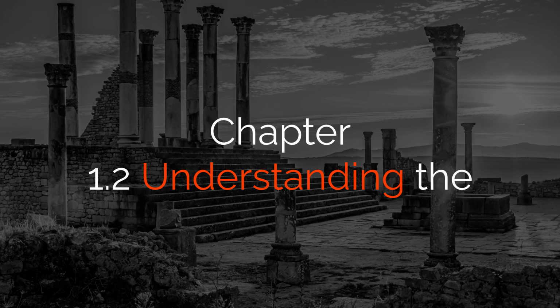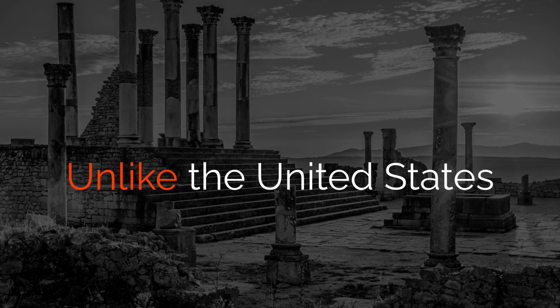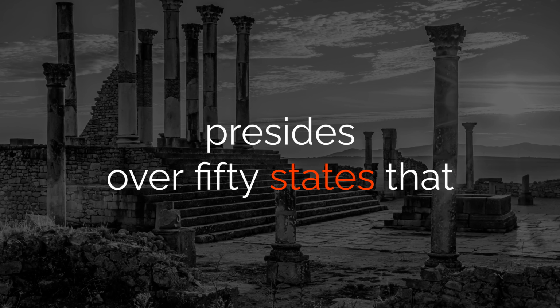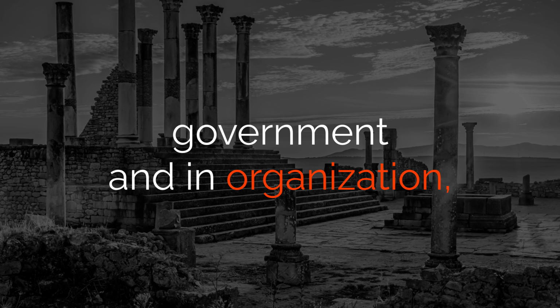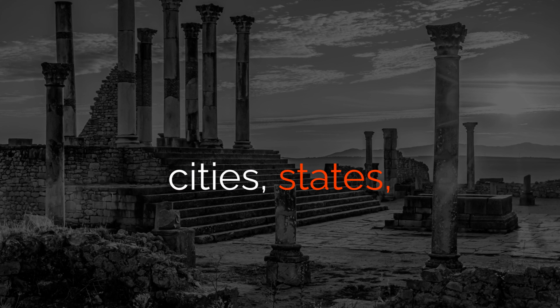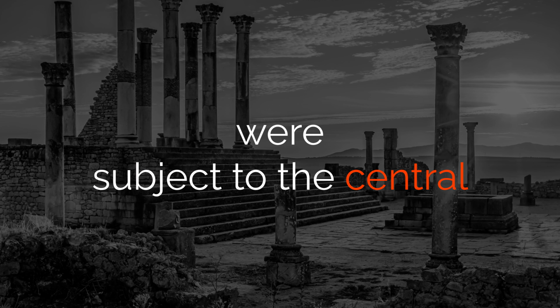Chapter 1.2: Understanding the Provincial Government. Unlike the United States of America, in which the federal authority presides over 50 states that are generally uniform in government and in organization, the Roman Empire was a miscellany of independent cities, states, and territories, all of which were subject to the central government.